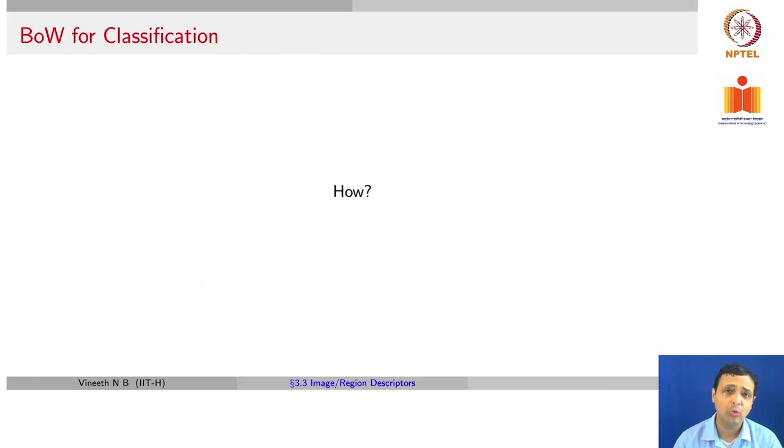Let's try to ask how you would extend bag of words to classification now. We talked about retrieval, but we now want to classify a given image as belonging to a particular scene. For example, in the previous image that we saw, maybe that building has a particular name and there are many monuments that you have, and you want to classify an image as belonging to a particular monument. So you want to treat this now as a classification problem. How do you adapt this for classification?